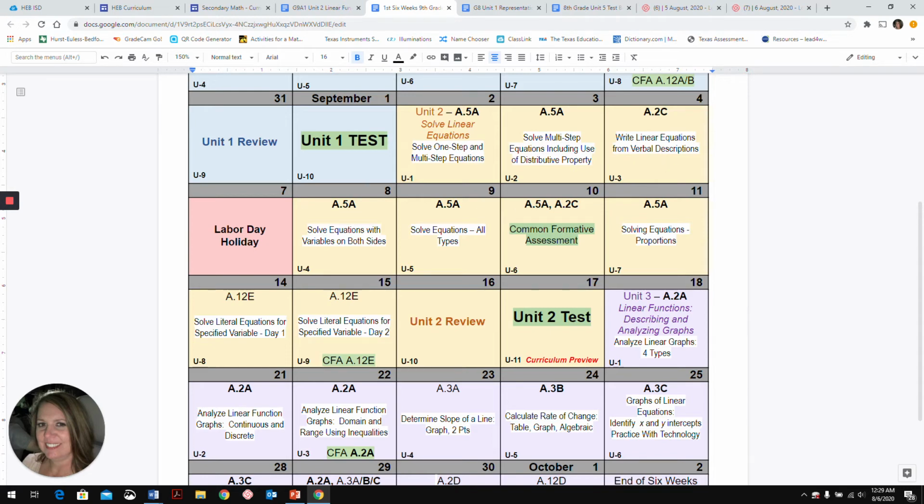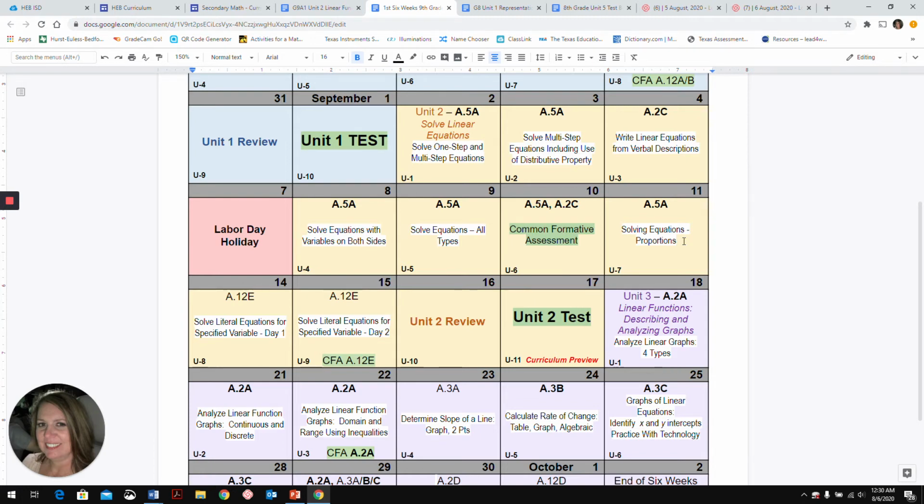Then we go back to A.5a. Now we have variables on both sides. Continue with A.5a. All types of equations, because looking at an equation and figuring out the strategy necessary to solve it is a whole other skill that students need to understand. Then finally, here on day 7, proportions, because that's a very different type of equation to solve. Those are all the parts of A.5a that we felt like we needed to make sure that our Algebra 1 students understood. So that's what you're going to find when you look at the calendar, is the TEKS broken up into daily lessons.